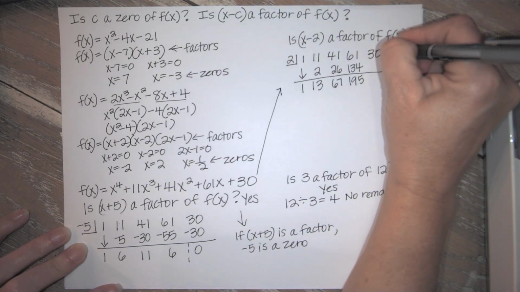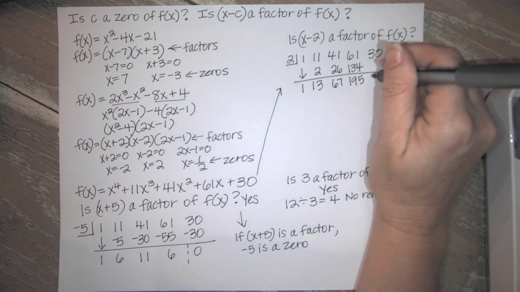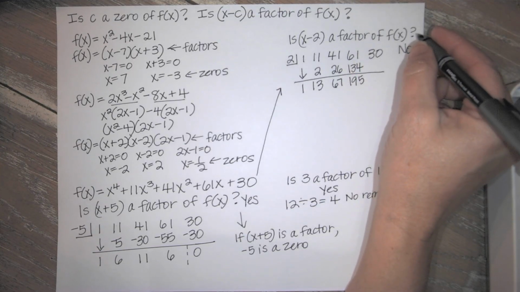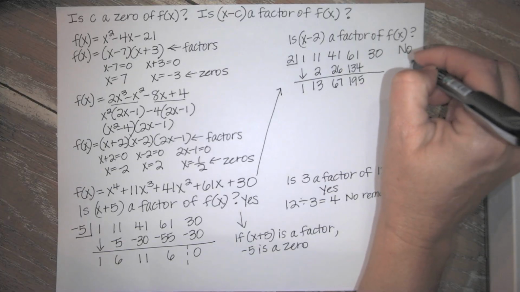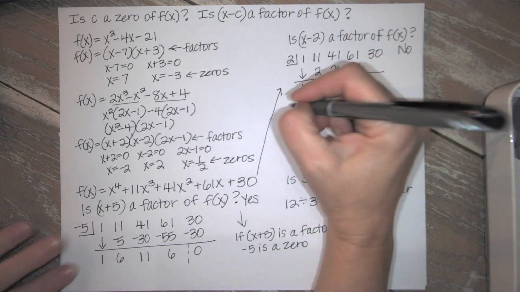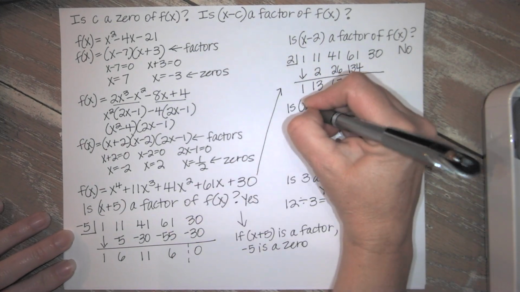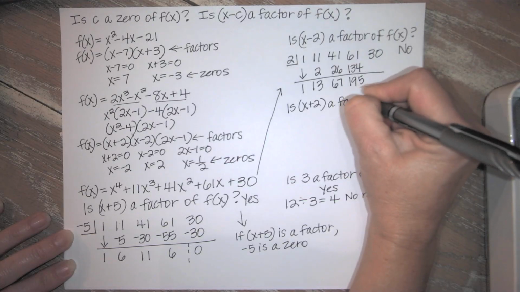So I can go ahead and say no, that is not a factor, because I know I'm going to have a remainder here. And if x minus 2 is not a factor, then I know that positive 2 is not a 0. Okay, so x minus 2 is not a factor. Let's do one more for this particular polynomial. Is x plus 2 a factor of the polynomial?